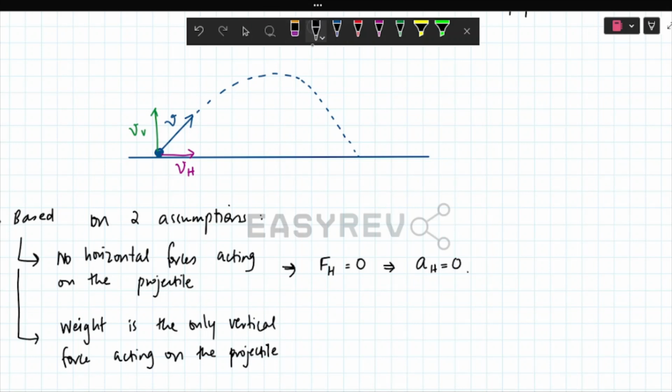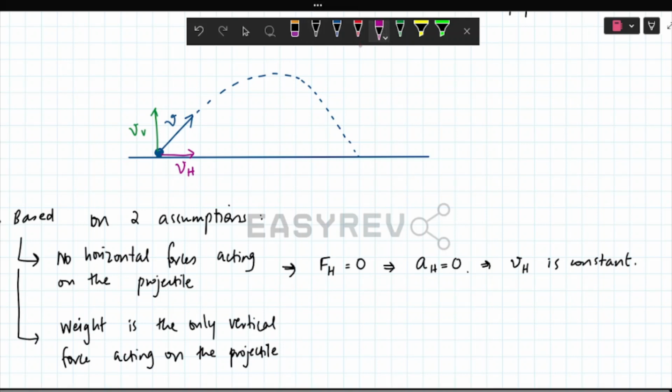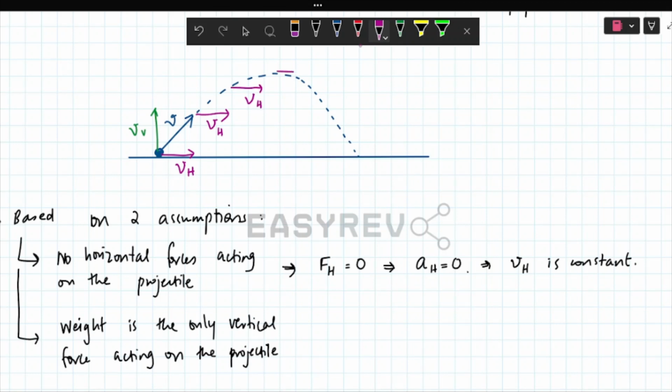And since there's no horizontal acceleration, that automatically means the horizontal velocity is constant. And so throughout this above drawn projectile motion, at different points, the velocity vector for the horizontal component will not change at all. So notice how I maintain the same direction and the same magnitude throughout.